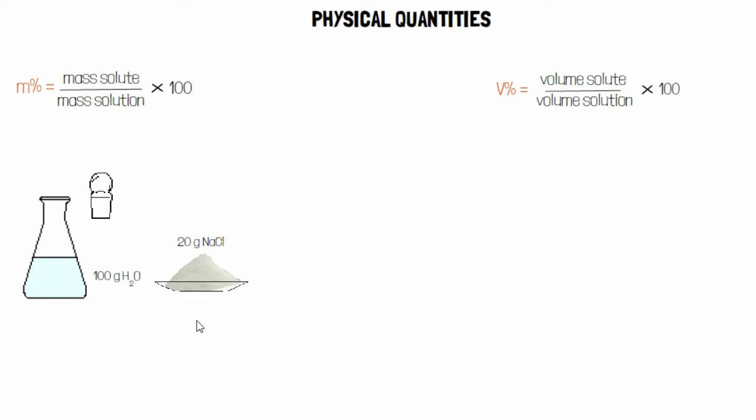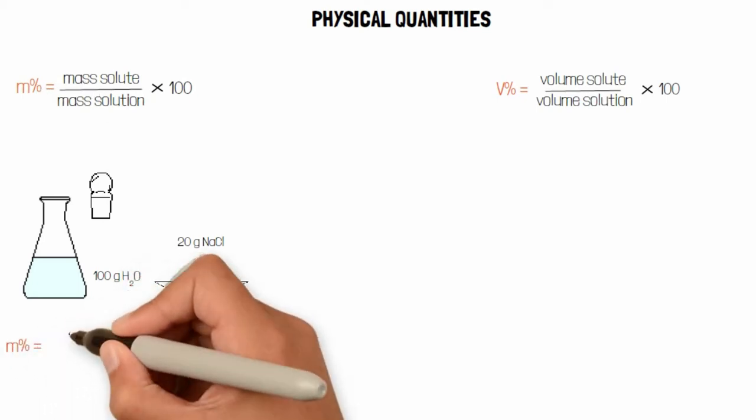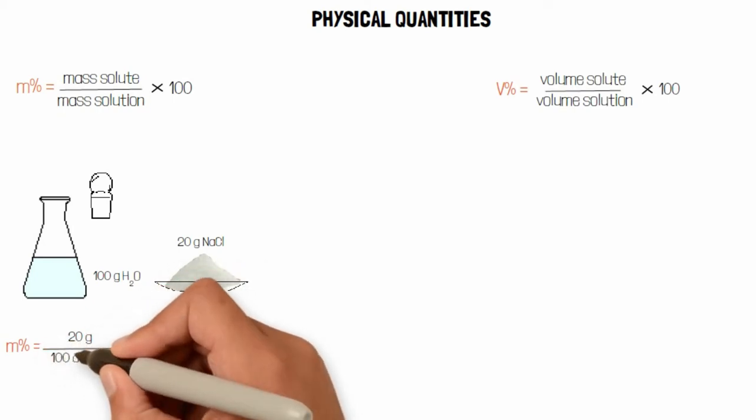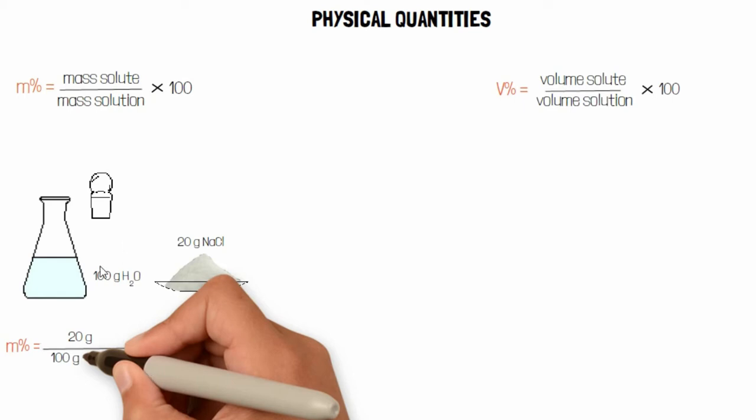So what is the mass percent of this solution? How can we find the mass percent of this solution? So the mass percent will be given taking into account this equation. So let's write it. Mass percent equals 20 grams of NaCl, because it's our mass of solute, so NaCl is our solute, okay? Divided by 100 grams of water, which is our solvent, but consider that here we have mass of solution.